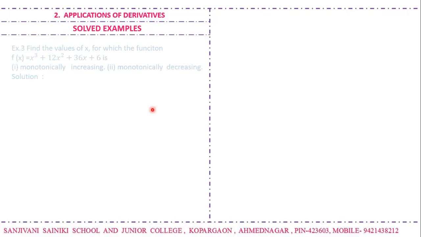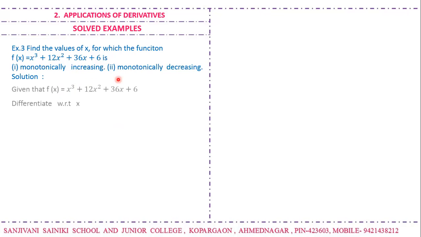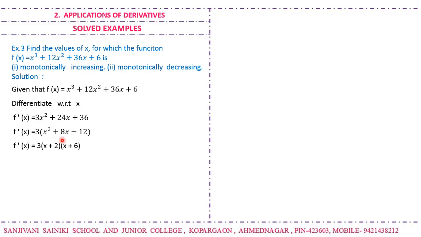Now the next problem is f of x is equal to x cube plus 12x square plus 36x plus 6. Monotonically increasing or monotonically decreasing? Take, as usual, the derivative, then take 3 common, then factorize this quadratic relation: (x plus 2) into (x plus 6).